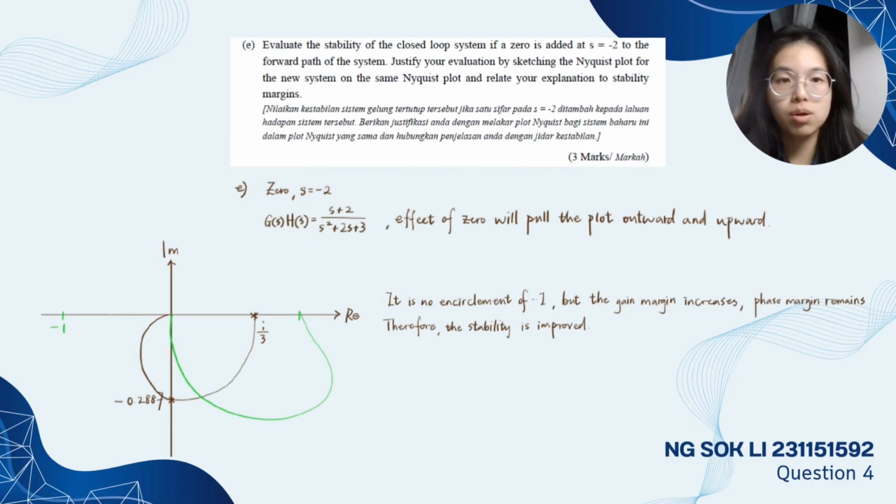When we add a zero, s equals negative 2, to the system, the effect of the zero is that it will pull the plot outwards and upwards. And this is the plot that I drew, where it starts from the first quadrant but starts with 0 at the imaginary axis and real axis, and then it will pull outwards and upwards so that it is greater than 1 over 3. Here we can see that there is no encirclement of negative 1, but the gain margin increases. Also the phase margin remains 180 degrees, so the stability is improved compared to before.